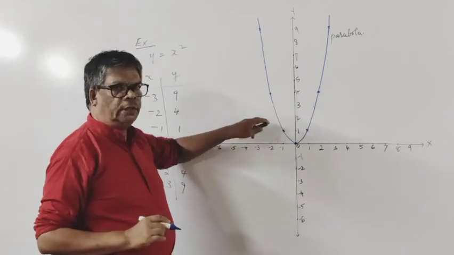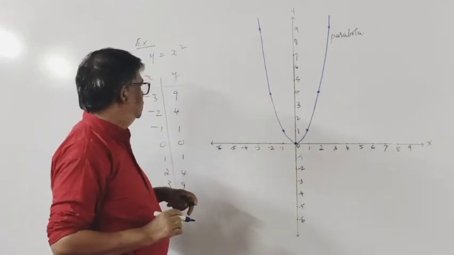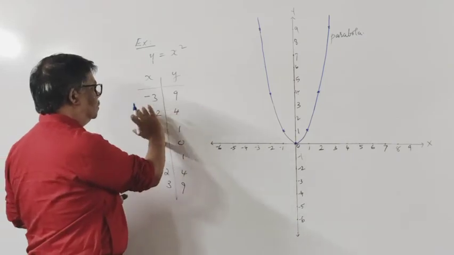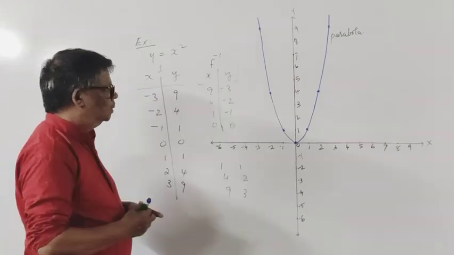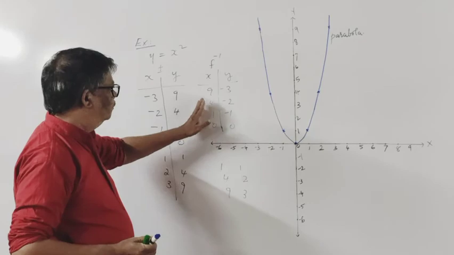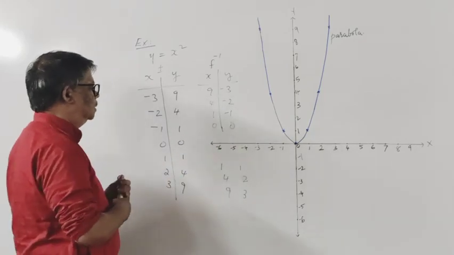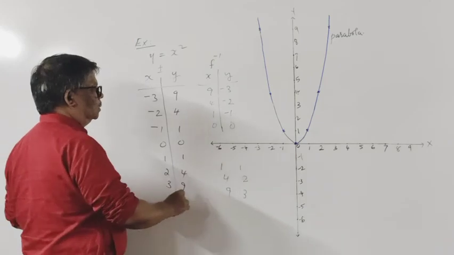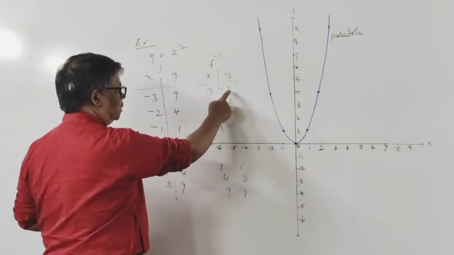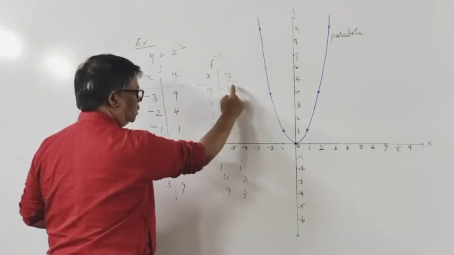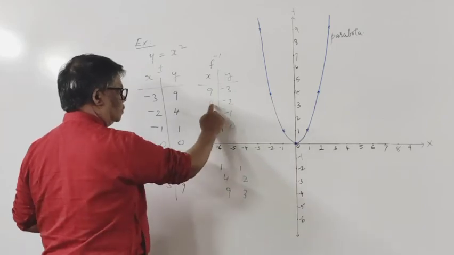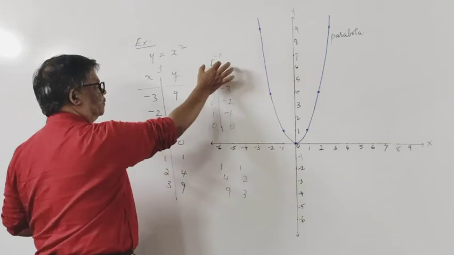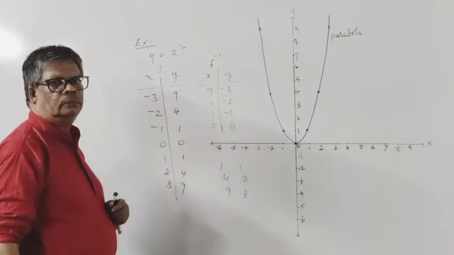Now, in order to find the inverse of this, as usual, we reverse the order of x and y. One problem with this is that this will not define a function because the same 9 is getting two images, minus 3 and 3. Similarly, 4 is getting minus 2 and 2, like that. So this will not define a function.